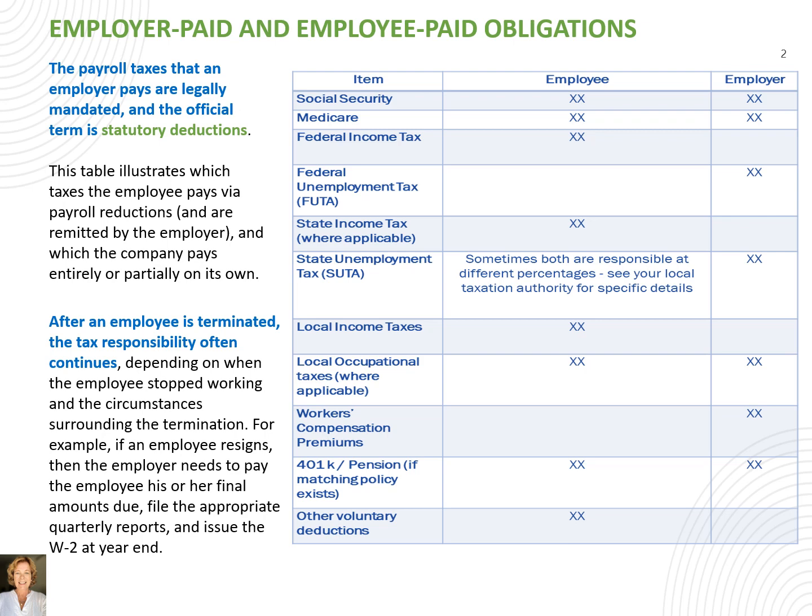Even after an employee is terminated, the tax responsibility often continues, depending on when the employee stopped working and the circumstances surrounding the termination. For example, if an employee resigns, then the employer needs to pay the employee his or her final amounts due, file the appropriate quarterly reports, and issue the W-2 at year end. If the employer, though, granted stock options or restricted stock to the employee, the reporting responsibilities continue even many years after the employee left the company.